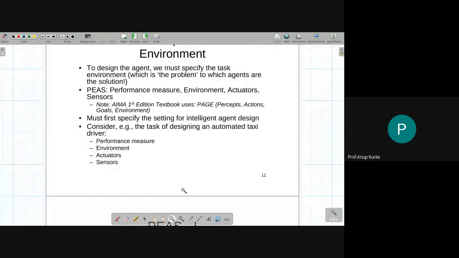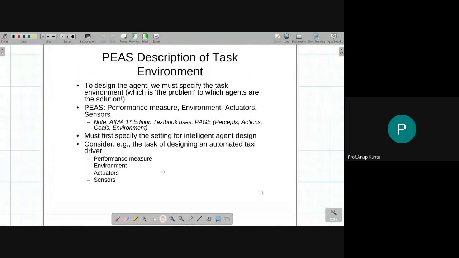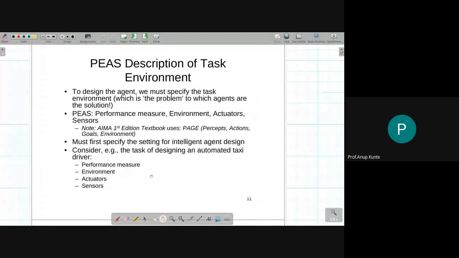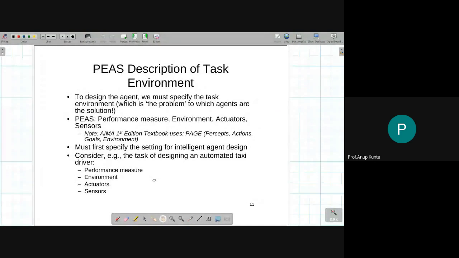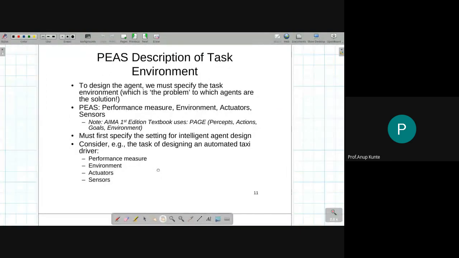Okay, now we'll look more closely at this particular thing called PEAS, the description of the task environment. Now this word, so far we were saying environment, but now it says task environment. So what's the difference? We assume that the agent, the way we are looking at the agent, is in a conversation with the environment through the actions and the percepts.